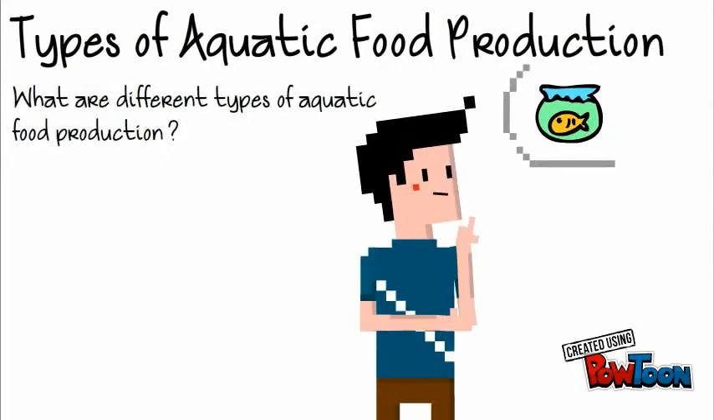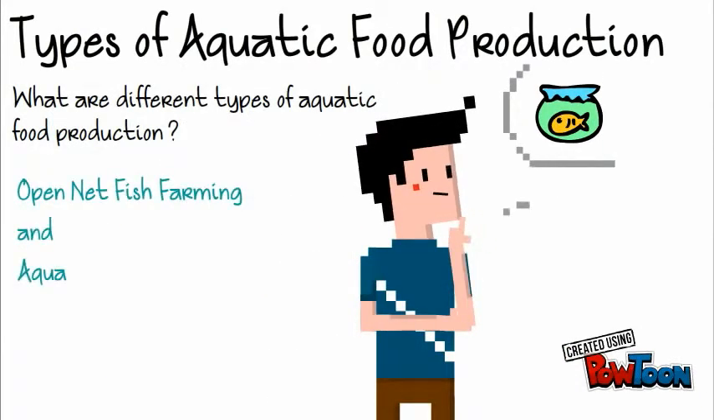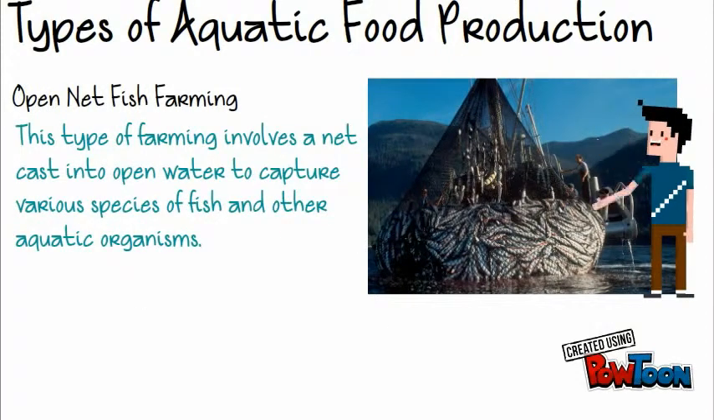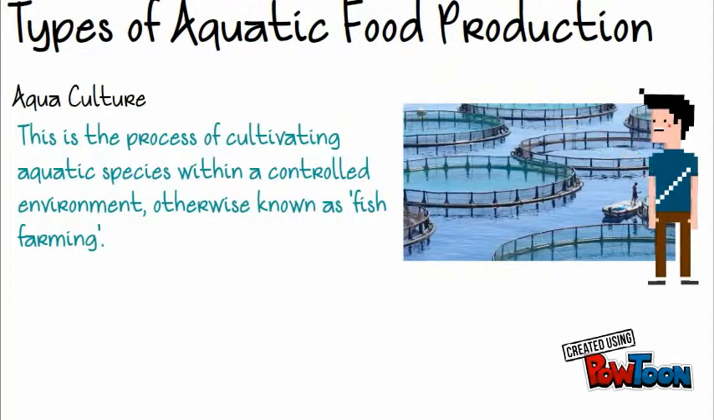There are 2 different types of aquatic food production: open net fish farming and aquaculture. With open net fish farming, a net is cast into open water to capture various species of fish and other aquatic organisms, as seen in the picture to the right. Aquaculture is the process of cultivating aquatic species within a controlled environment, otherwise known as fish farming. Usually, preservatives and other additives are added to the water to help the fish breed better and have a cleaner environment.